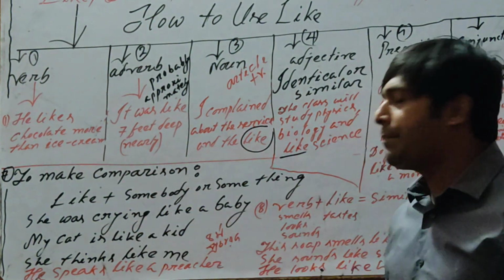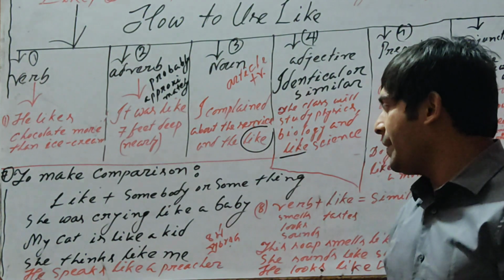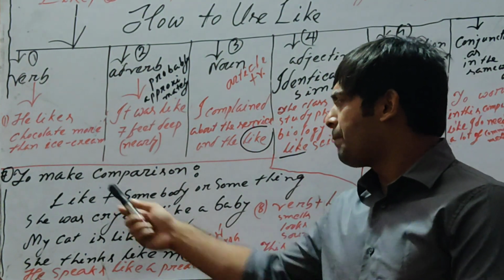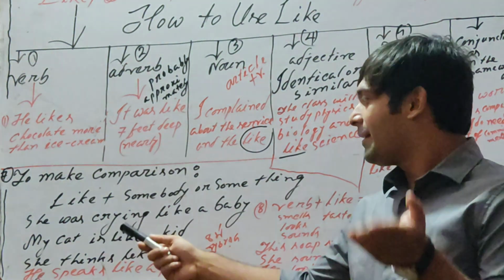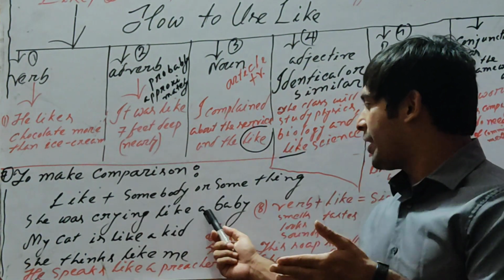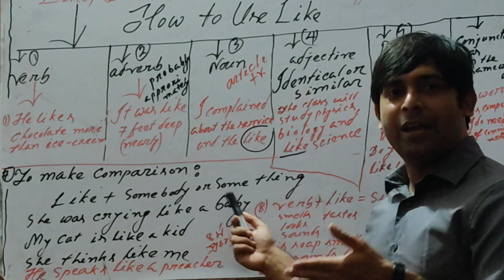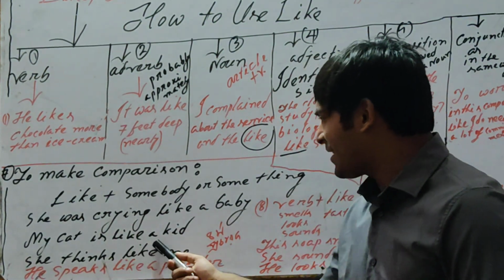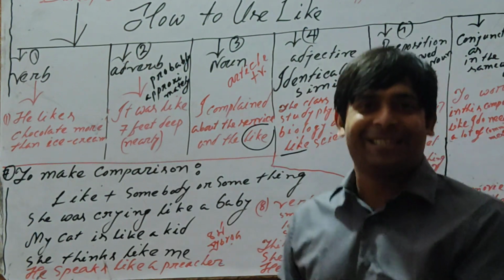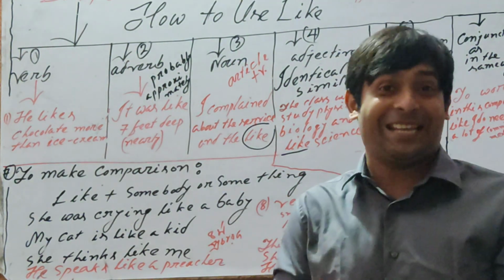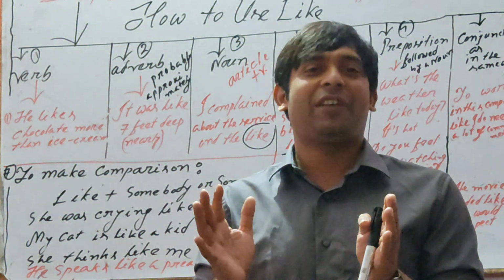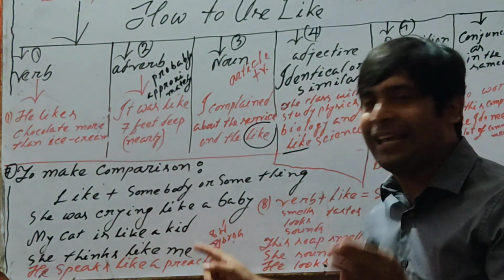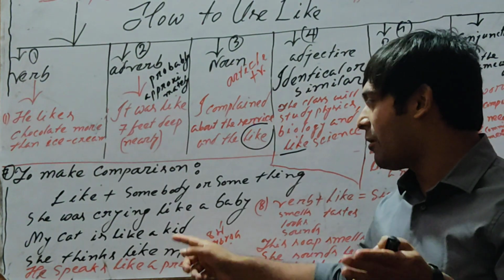She was crying like a baby. Of course, there is a comparison. Am I right? So, like plus somebody. A baby is a somebody after "like". There is another example: my cat is like a kid. I have a cat in my family, in my house. So, my cat is like a kid. Of course, there is a comparison.